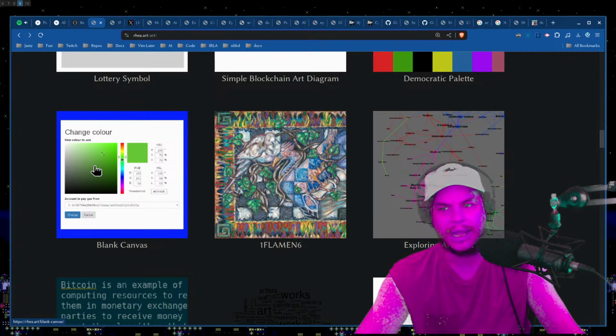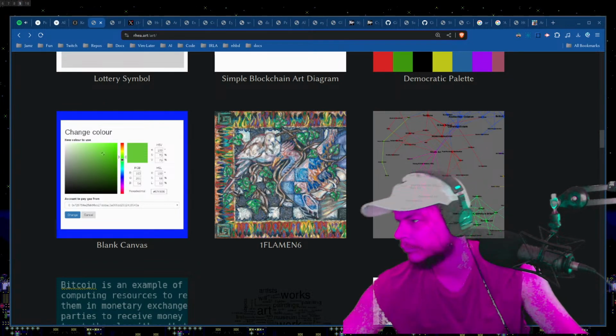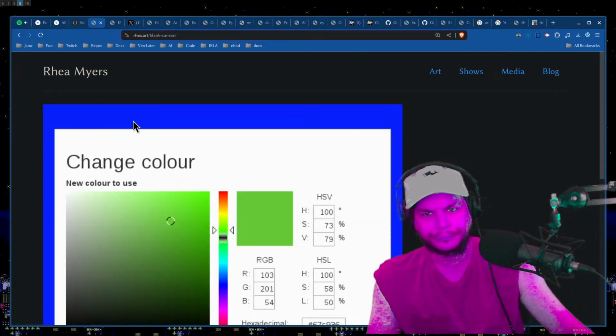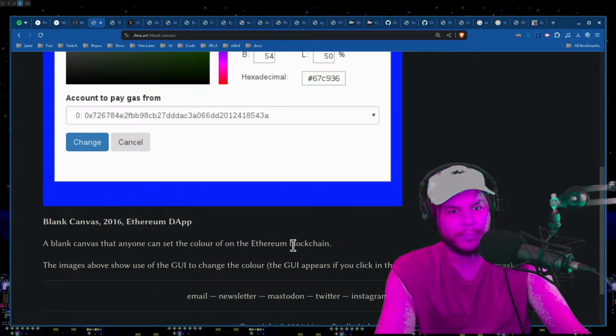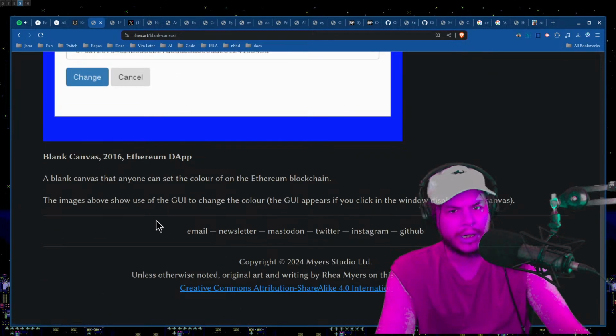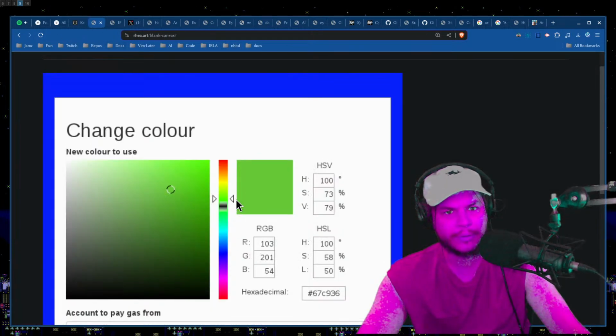We got Blank Canvas. A blank canvas that anyone can set the color of on the Bitcoin blockchain. The image above shows the use of the GUI to change the color. The GUI appears if you click on the window displaying the canvas. Great. Cool. Where can I see it? But okay, cool. A little simpler. Didn't have to read a bunch of articles.